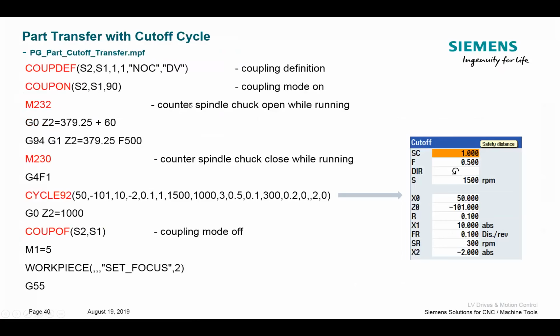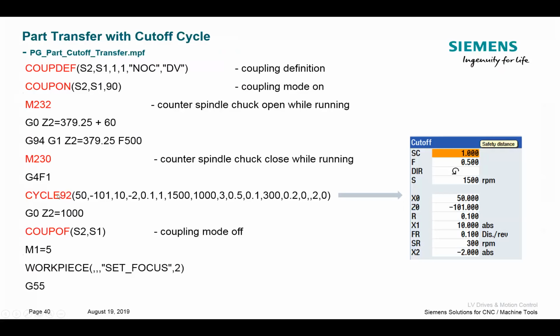So let's go look at it. This is a part transfer with cutoff cycle. Yep, so here you can start to see what the structure of the code would look like a little bit more. So our couple command, open up our counter spindle position. Here I'm accommodating the new location because we're sticking at 120. We're going to close our counter spindle while the main's still running. So now they're synchronized and I'm supporting the part.